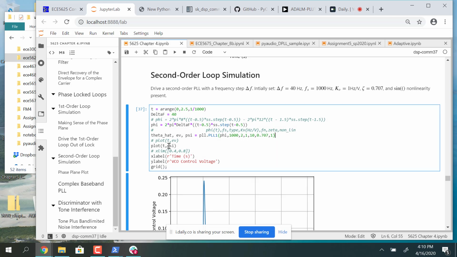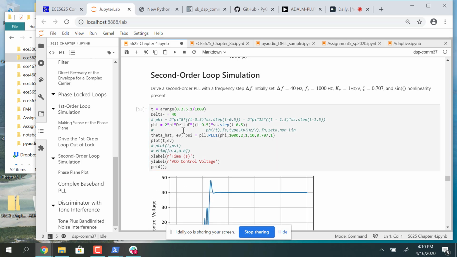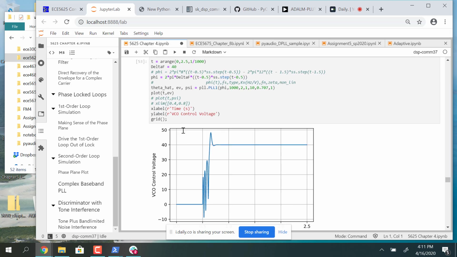So I'll run that. I'm going to go over here and change it to plot the control voltage because that makes more sense initially. So I'm putting in 40, and we see the loop does lock. The control voltage rises up to 40 to match the input.